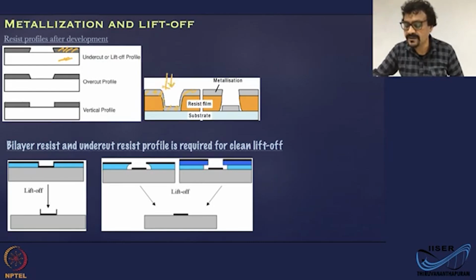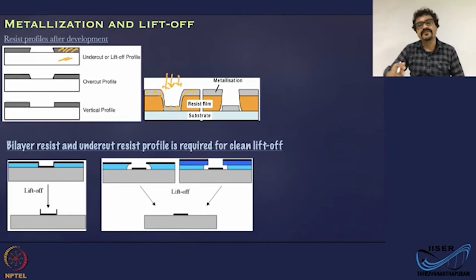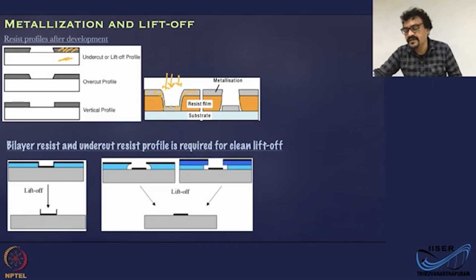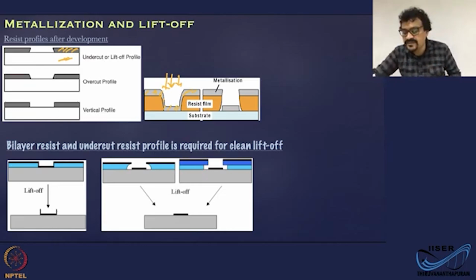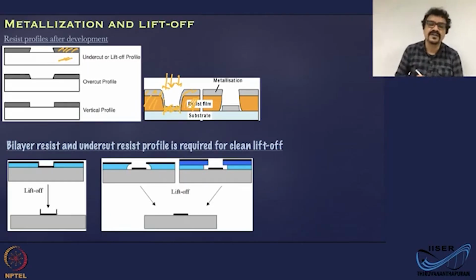So metal atoms come from here, from a source which is called a thermal evaporator or electron beam evaporator, or could be from a sputtering source. It will get deposited everywhere. Now, the next step is lifting off. Lifting off means stripping the resist, where you will dissolve the resist which is on either side here. And eventually you want to end up with only the metal piece where it is exposed.